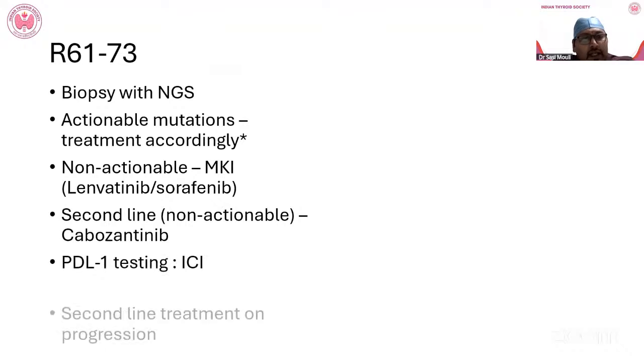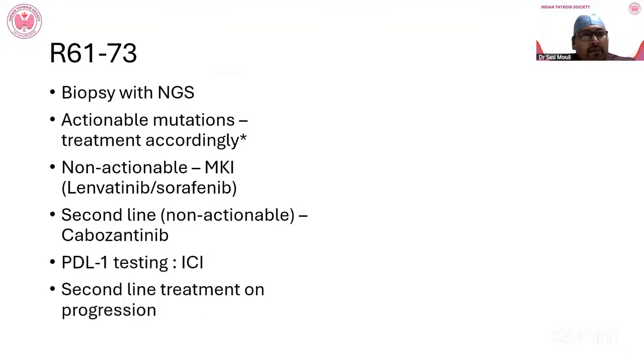We get a biopsy when we have to go ahead with therapy. We better get a biopsy and do next generation sequencing, and if there are any actionable mutations, treat accordingly. Otherwise, it is usually lenvatinib or sorafenib. The second line drug, if they progress on lenvatinib or sorafenib, is cabozantinib. There is some role of PD-L1 immune checkpoint inhibitors like pembrolizumab, but response rates are not so good, just in the single digits.